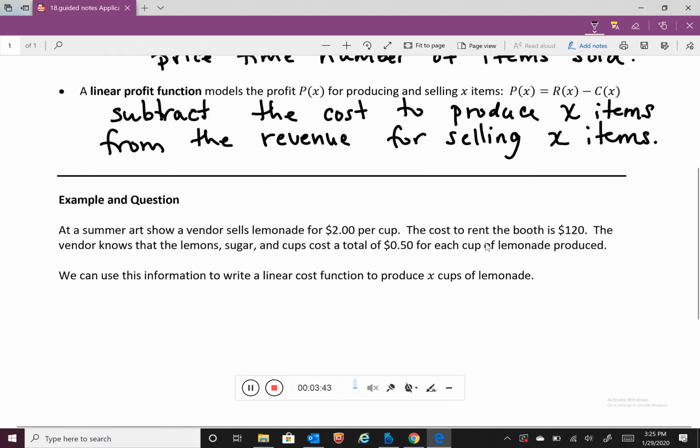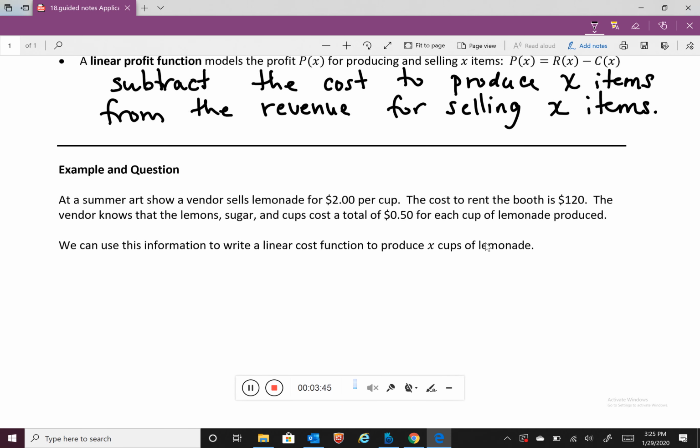So for example, at a summer art show, a vendor sells lemonade for $2 per cup. I want you to think about that, $2 per cup. Is that what it is costing this vendor, or is this what the vendor is actually making? So this is what the vendor is making. That's what he's selling it for. But he doesn't just sell it, he actually has to make it. And then he's going to a show.